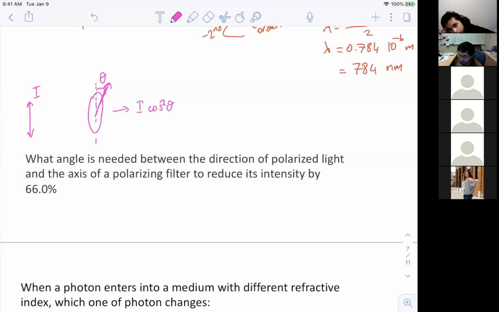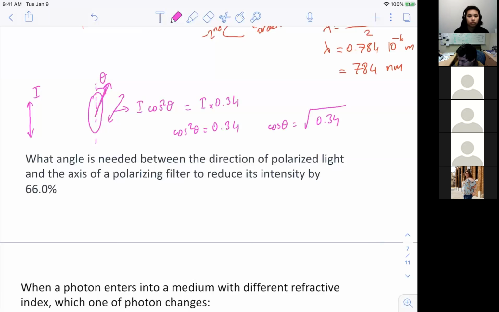That's a polarized light, and the output polarizer is going to be the same as the polarizer. But it says the intensity is reduced by 66%, which means that the transmitted light is 34%. So I times 0.34, right? Then cosine squared theta is 0.34. Then cosine theta is the square root of 0.34.